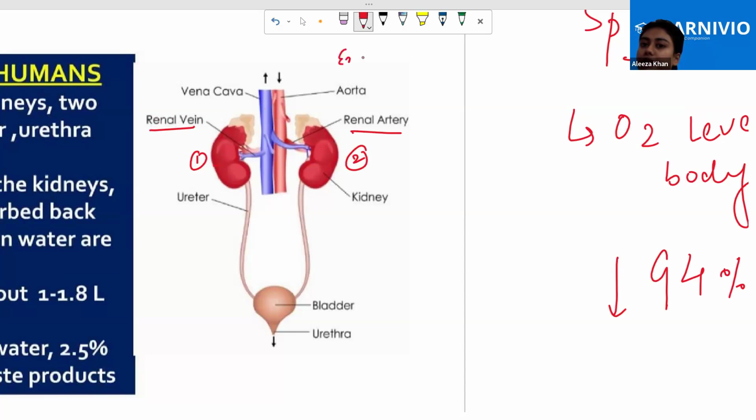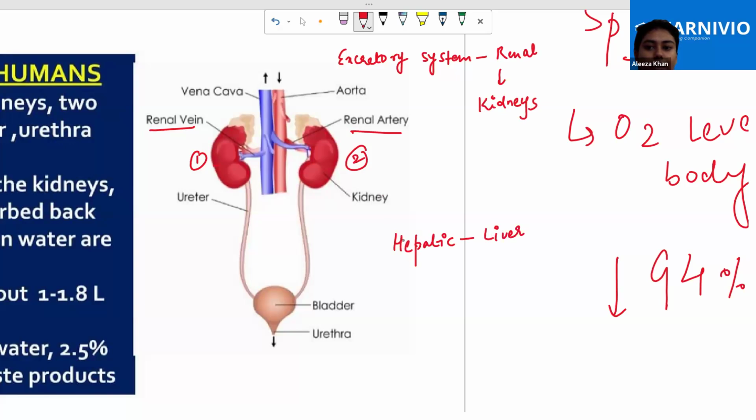Why am I calling it renal artery and renal vein? Because for the excretory system, we will always use renal. Whenever we are talking about renal, that means we are talking about the kidneys. And as extra information, whenever you see the word hepatic, this is related to the liver. Whenever you are talking about the kidneys, you are talking about the renal system. Understood? So we have the renal vein and renal artery because they are supplying your kidneys.